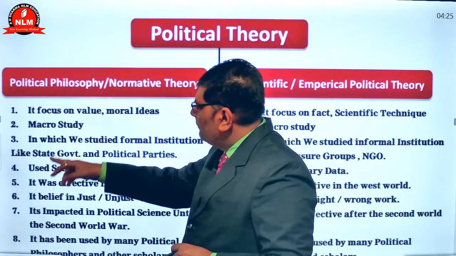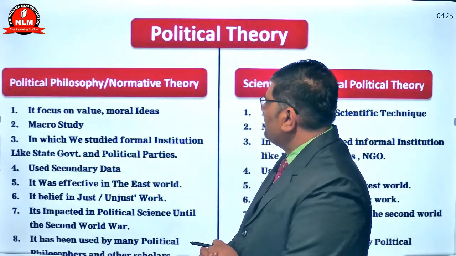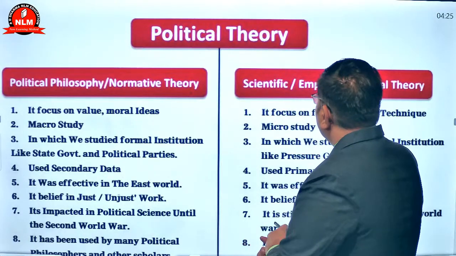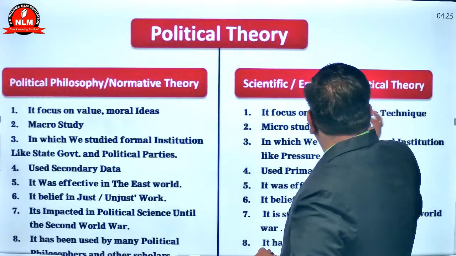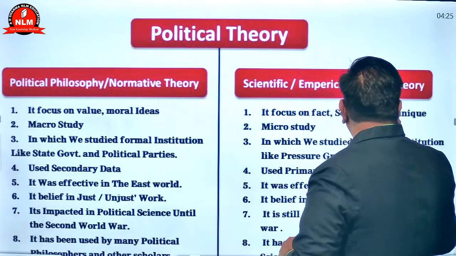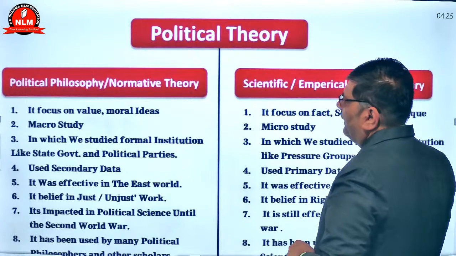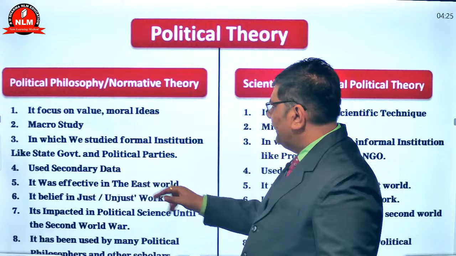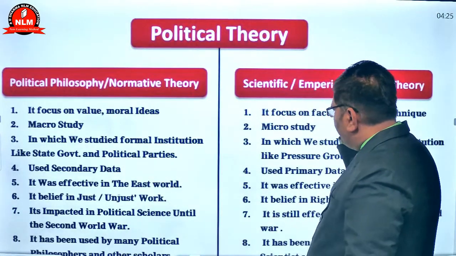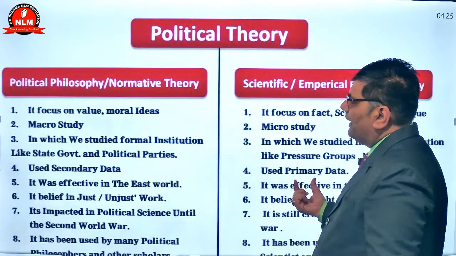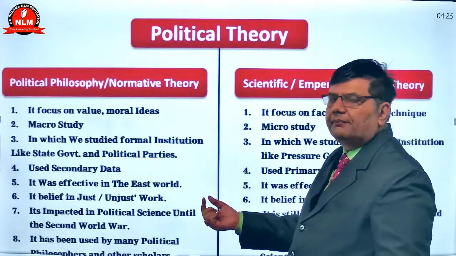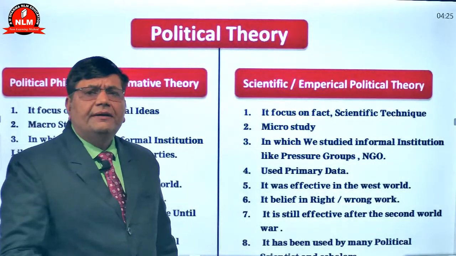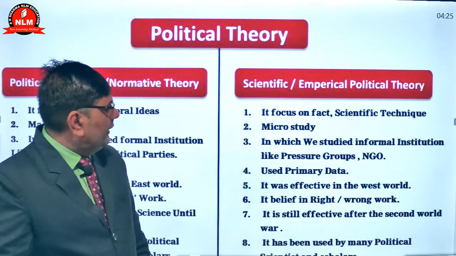The third feature of political philosophy is that we study formal institutions like the state, government and political parties. The third feature of scientific political theory is that we study informal institutions like pressure groups and NGOs. The fourth feature of political philosophy is that it uses secondary data. The fourth feature of empirical political theory is that it uses primary data. Secondary data means old data and primary data means empirical data, like current data.